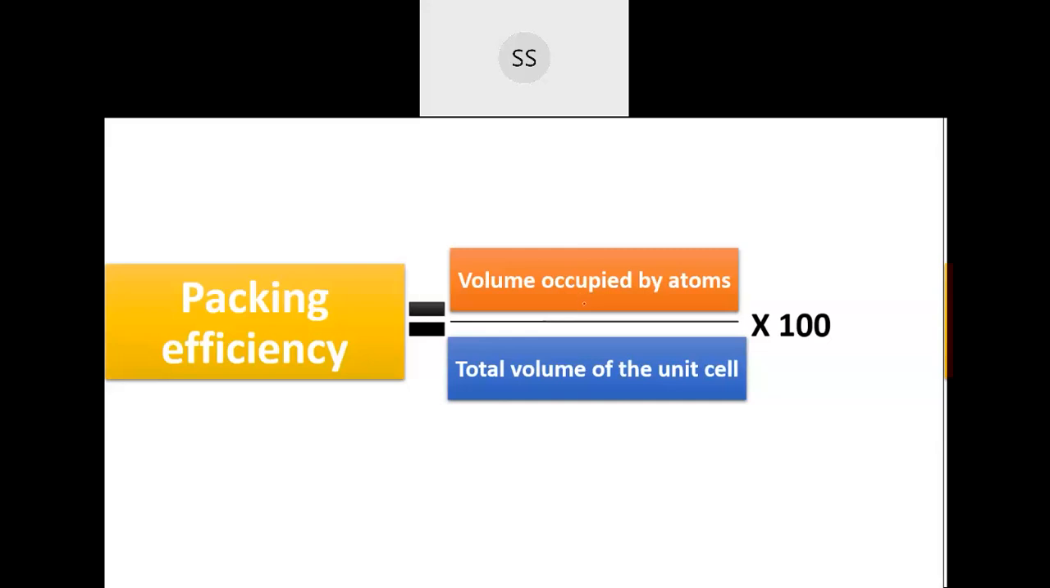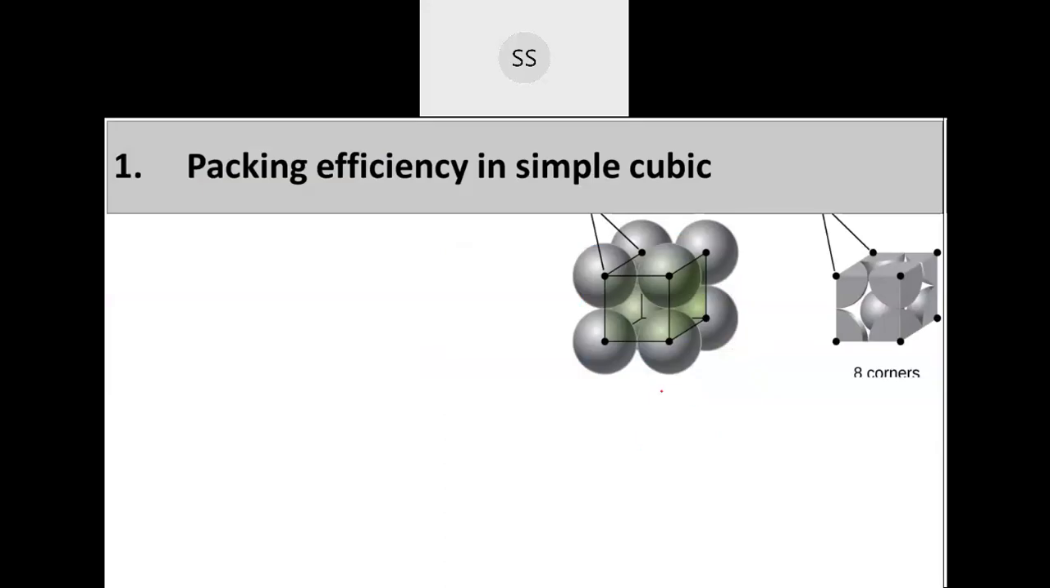First, let us understand briefly how to calculate. You need to calculate 2 things for packing efficiency. One is the volume occupied by the atoms. This first thing you need to calculate. Second, you need to calculate the total volume of the unit cell. These are the 2 things we need to calculate, and then divide, and you will get the answer. So let's go for the first one, packing efficiency in the simple cubic unit cell. You know how simple cubic is, which is also called primitive.